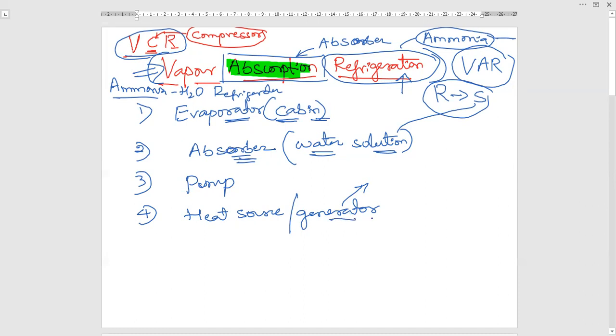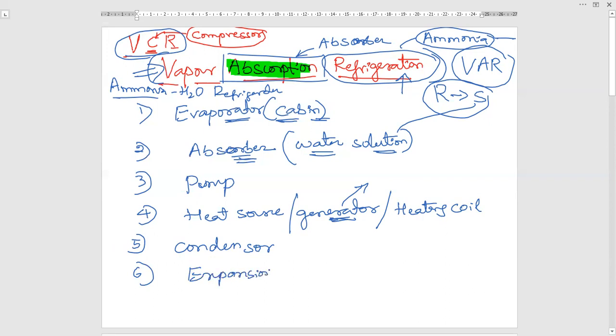Just like in a boiler. Don't assume that the generator is what we use in normal stores for generating electricity. No, that is not this generator. Here the generator is used for generating vapor. Or here we are using a heating coil as a heat source. Heating coil. The fifth one is the condenser, and the sixth point is the expansion valve, or we can call it a throttling valve.